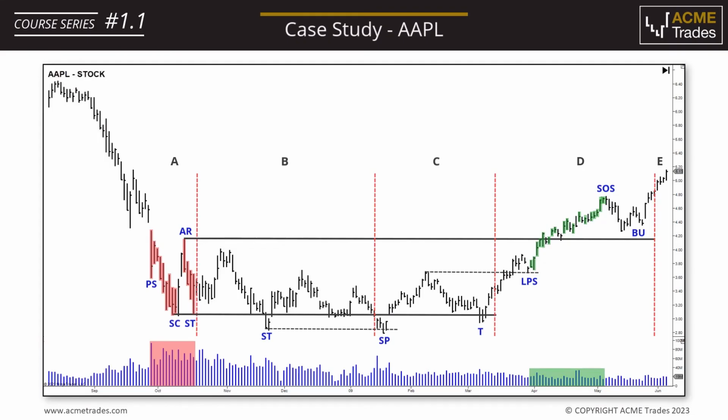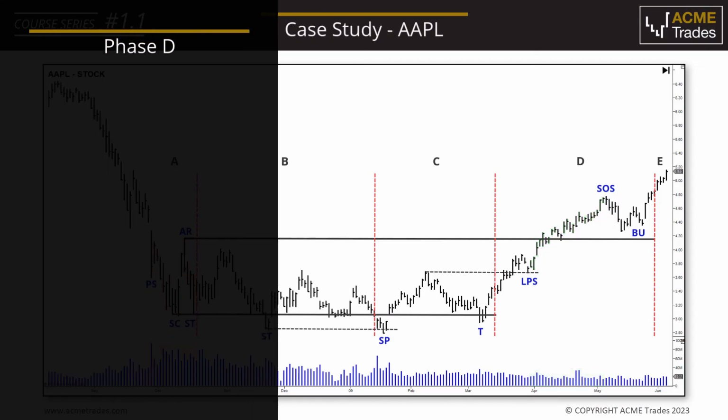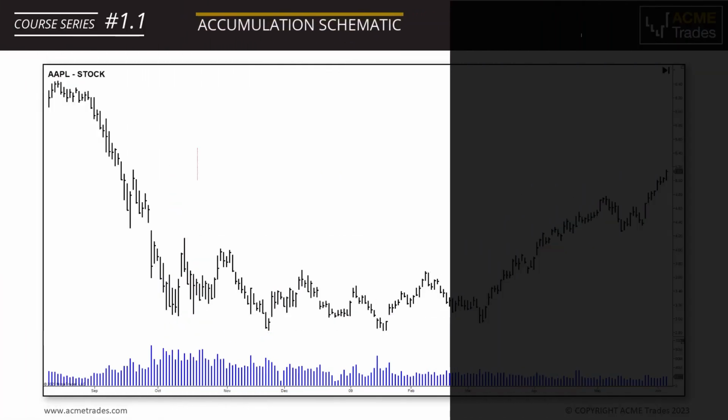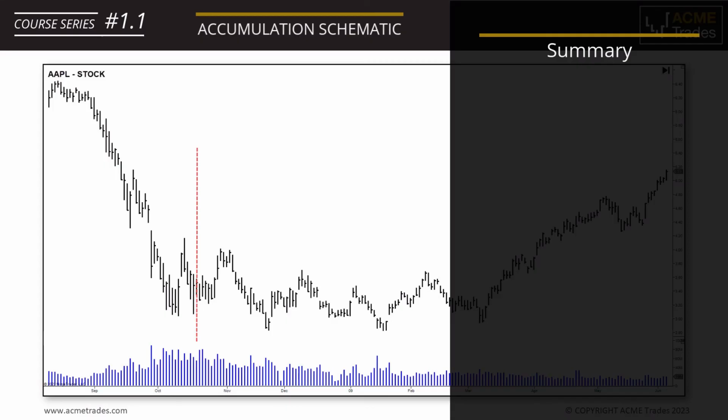This is beautiful. Phase D, lack of volatility, is another confirmation that supply has indeed been mopped up. There are no active sellers. Look how easy it was to drive up here into new highs on relatively low volume. Before we move into distribution, let's summarize accumulation.